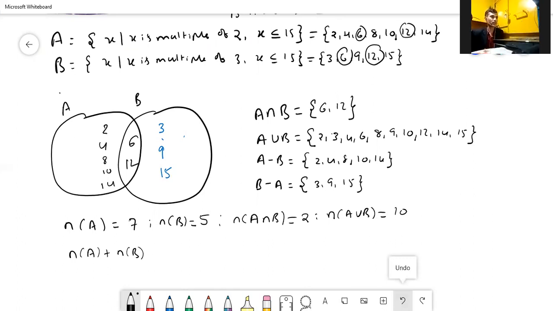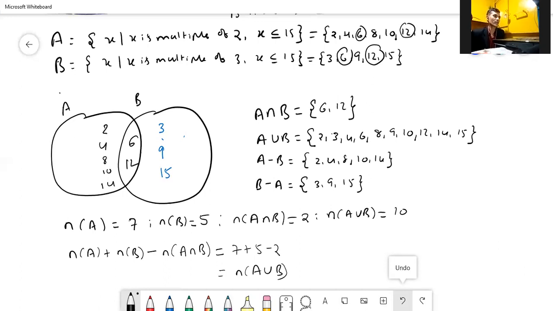So what do we have to do? Here 6 and 12 are counted in both the sets. Twice they have been counted. So we have to reduce the number of elements in A intersection B. Then what we are going to get, we'll see. 7 plus 5 minus 2. 12 minus 2, that is 10. So that is nothing but the number of elements in A union B. This is an important formula.